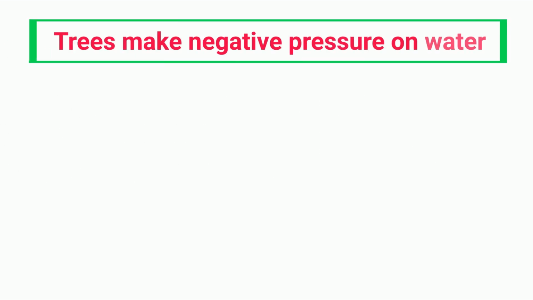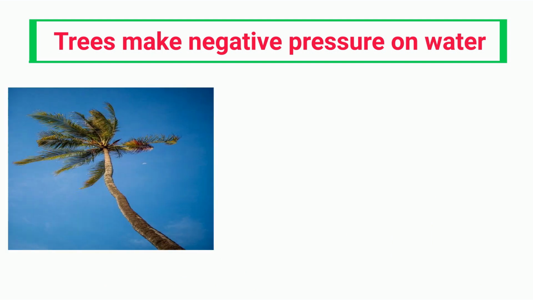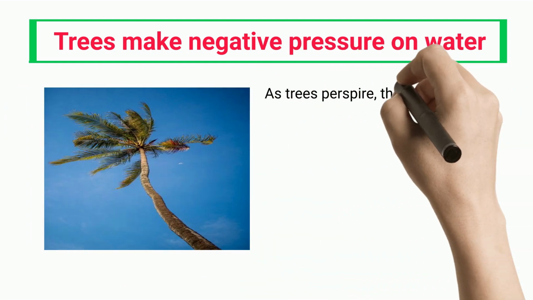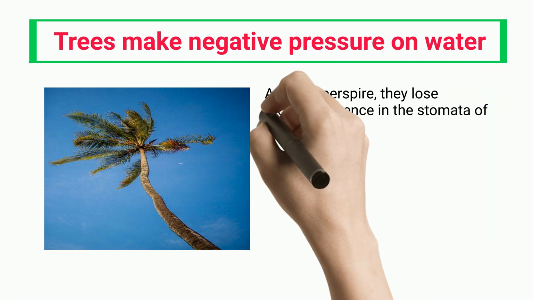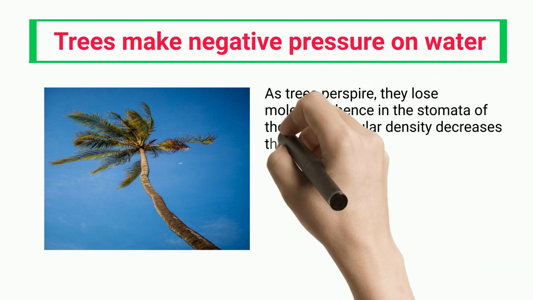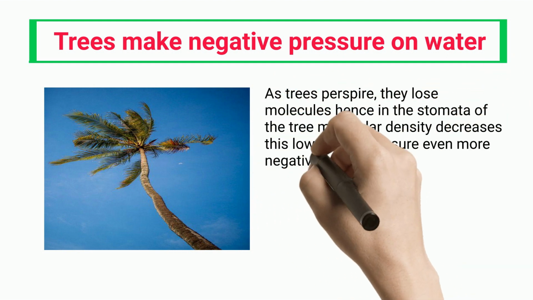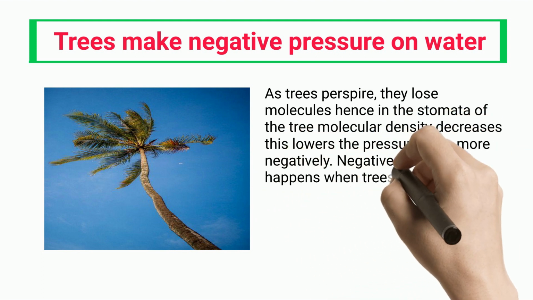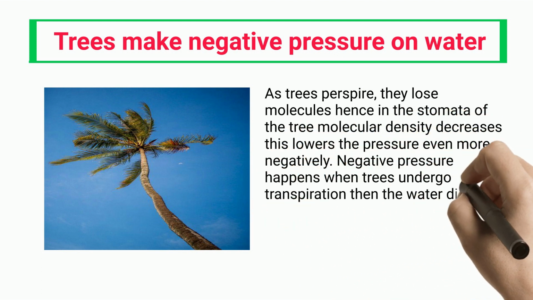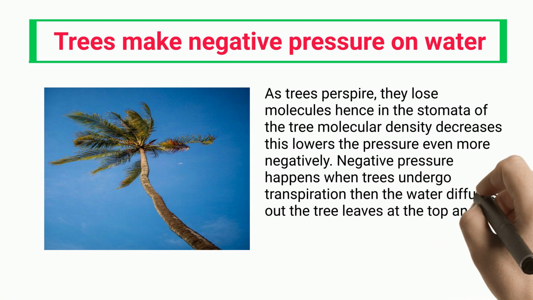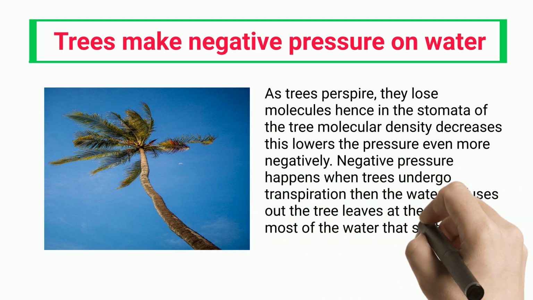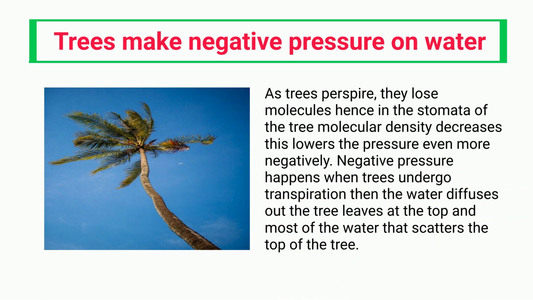Trees make negative pressure on water. As trees perspire, they lose molecules, hence in the stomata of the tree the molecular density decreases. This lowers the pressure even more negatively. Negative pressure happens when trees undergo transpiration, then the water diffuses out of the tree leaves at the top and most of the water scatters at the top of the tree.